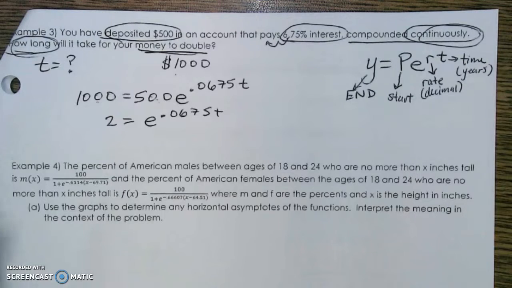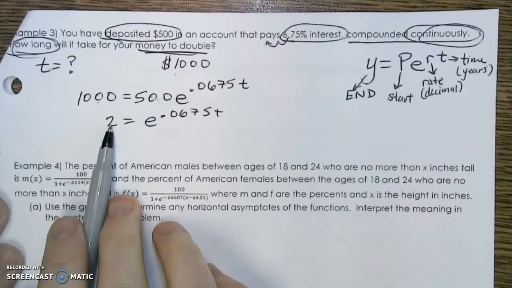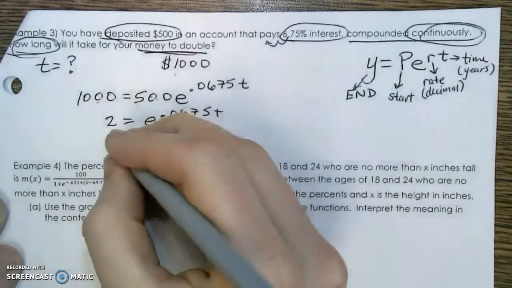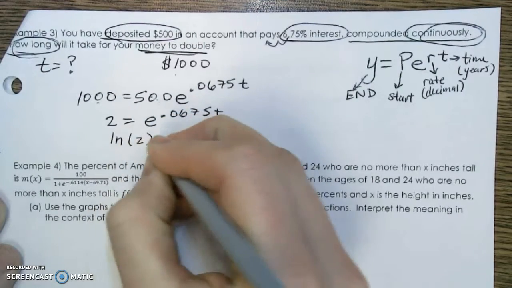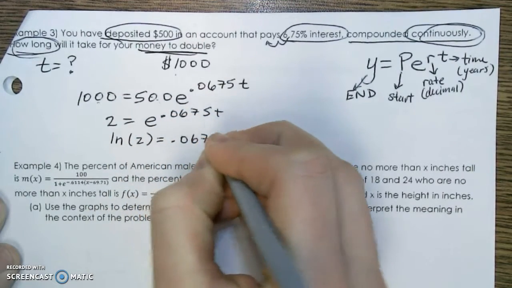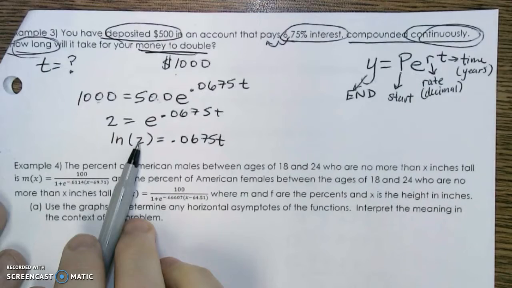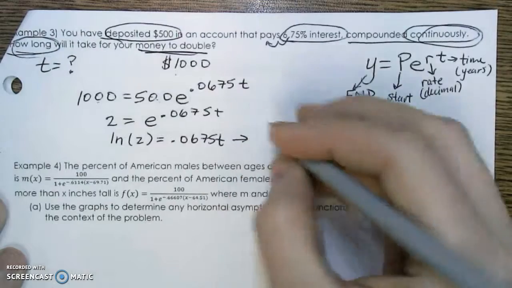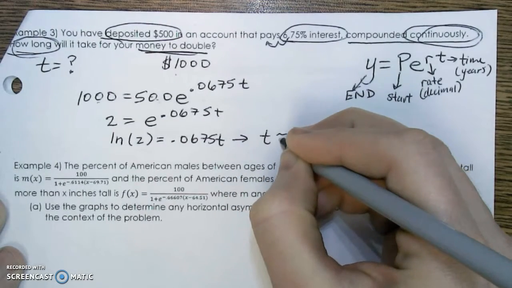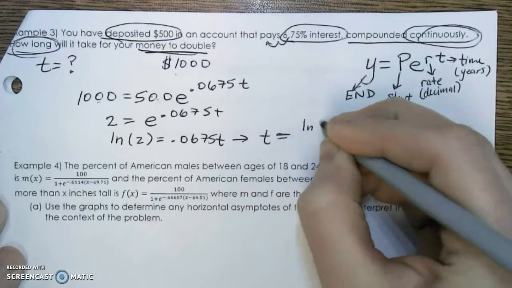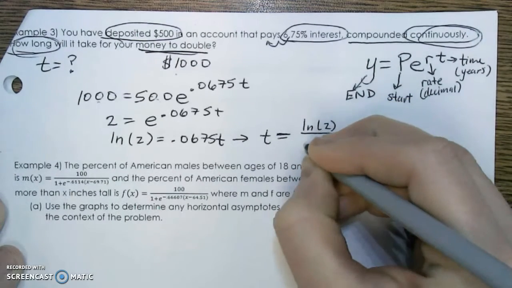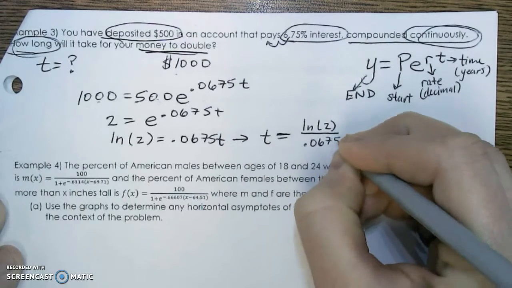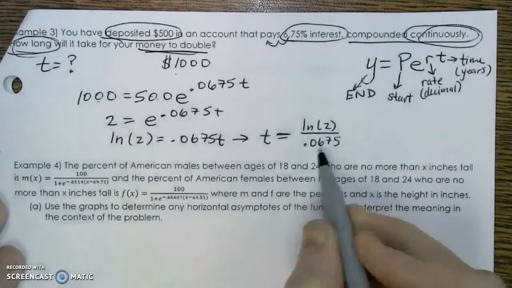Now I want to get that stuff out of the exponent, so what we're going to do is change this into logarithmic form. So it's log base e of 2, remember log base e is ln. So you have ln of 2 equals 0.0675t. I just changed it into logarithmic form. And then ln of 2 we can type into the calculator, and then we divide by this decimal. So t is equal to ln of 2 divided by 0.0675. Ln of 2 divided by the rate.